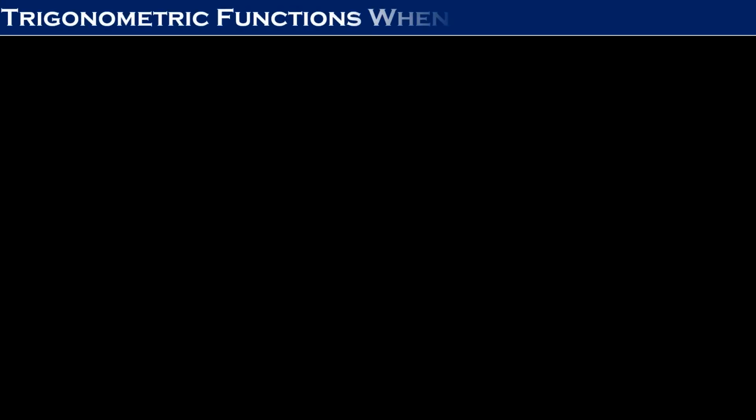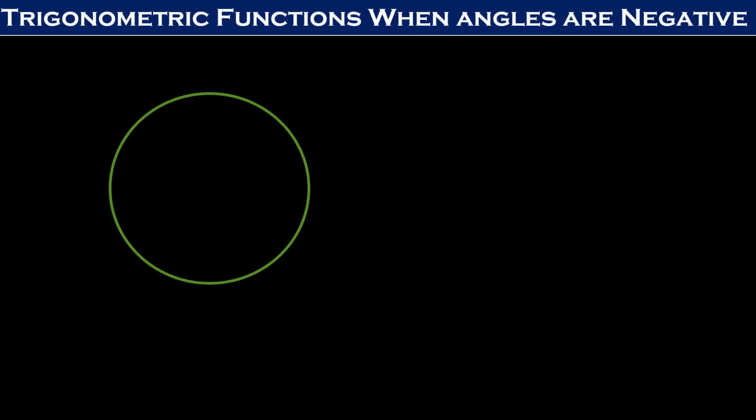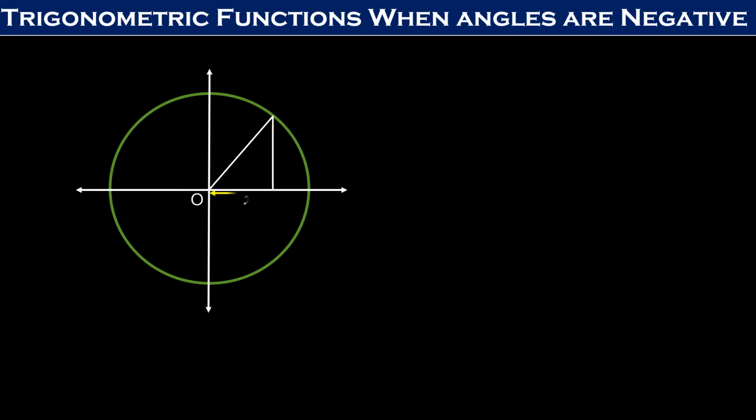Now we will see the trigonometric functions when the angles are negative. For that we will take a unit circle with center O and a moving point P over the circle with coordinates x and y. Now we are going to take another point P dash, which is just opposite to P and in the fourth quadrant with coordinates x and minus y.